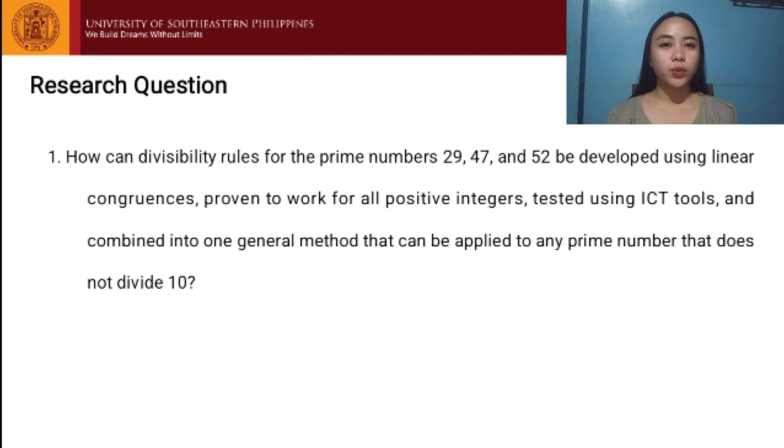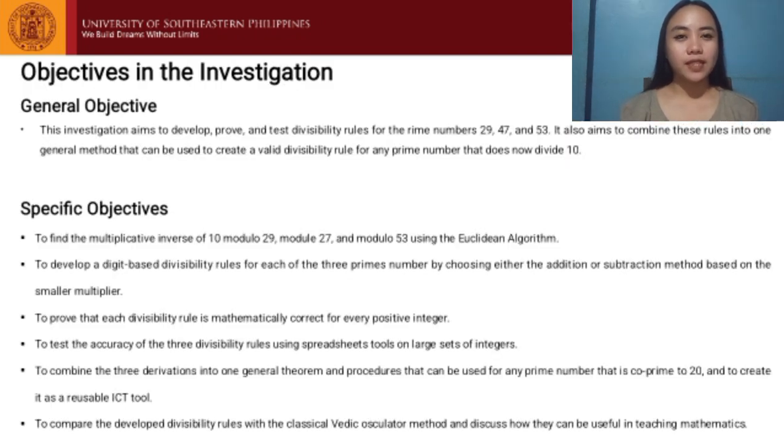We also wanted to prove that these rules work for any positive whole number, test them using computer tools, and also combine everything into one general method that can work for any prime number that does not divide 10 evenly. Our general objective is simple. We want to create, prove, and test divisibility rules for 29, 47, and 53. On top of that, we want to combine these three rules into one general method that can be used to build a divisibility rule for any prime number that does not divide 10.